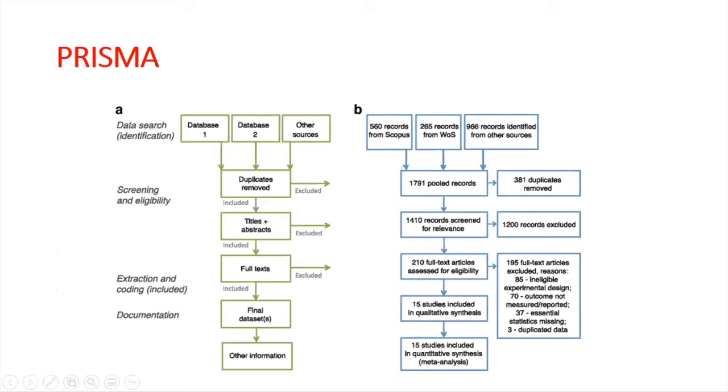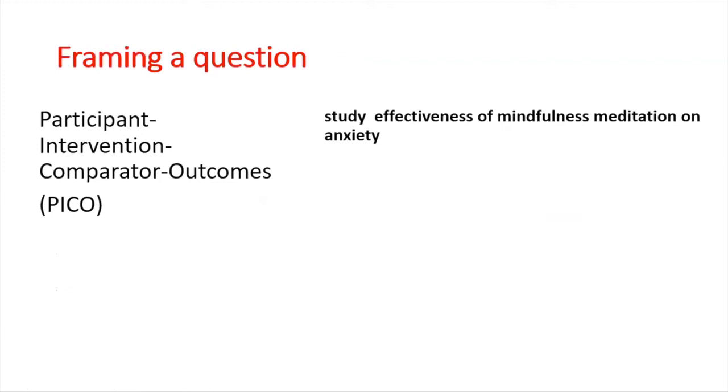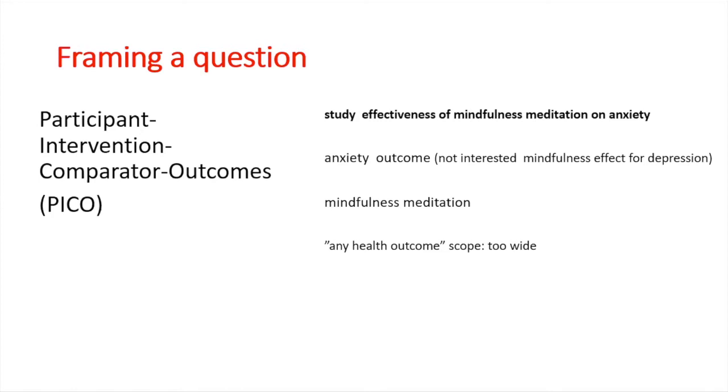Okay, but the most important thing is how you frame a question, and the PICO model is used. So suppose we wish to study the effectiveness of mindfulness meditation on anxiety. How are we going to frame this question? Well, we're going to have anxiety as our outcome. We're not interested in mindfulness for depression. We're only interested in anxiety. And we are only interested in mindful meditation. We're not interested in any other health outcome.